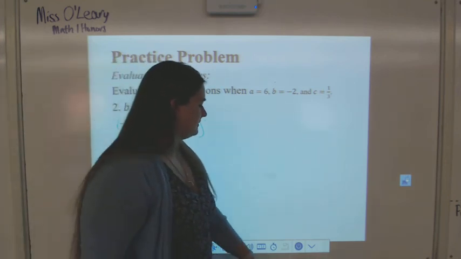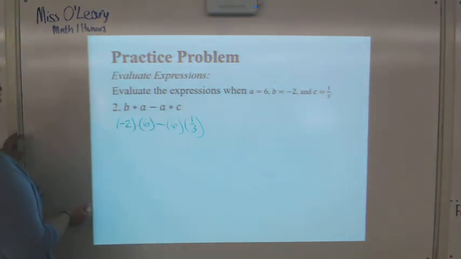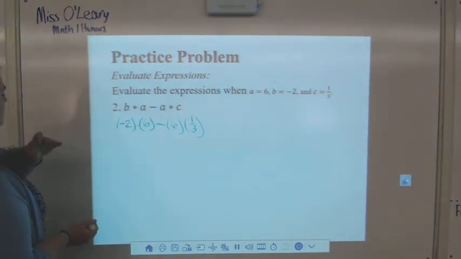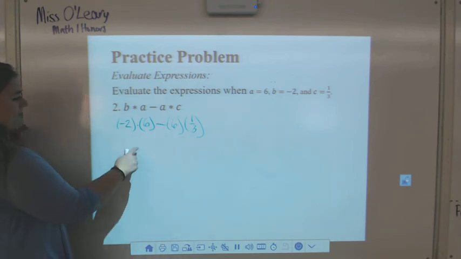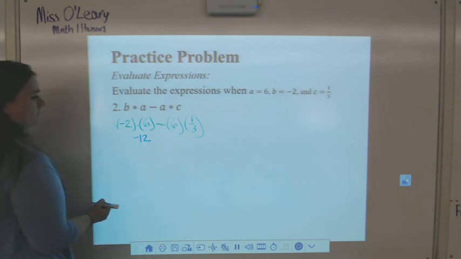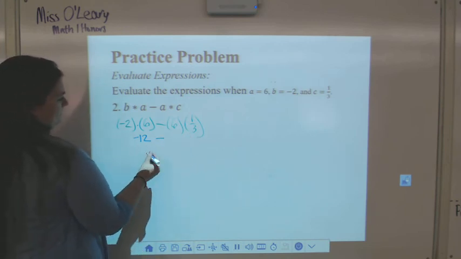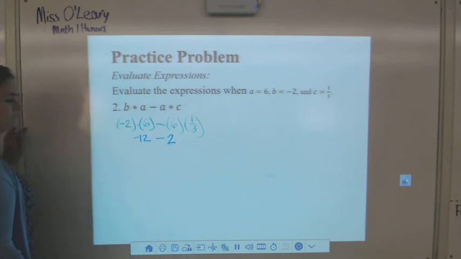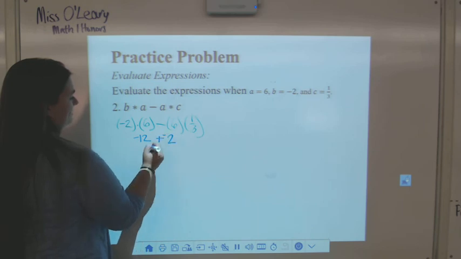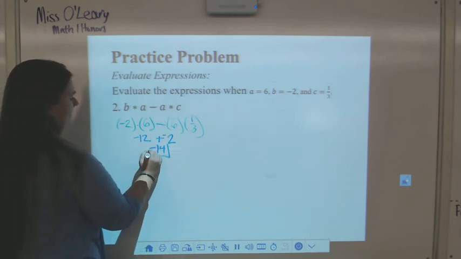Using substitution and my order of operations, I'm going to complete my multiplication from left to right. I have no grouping symbols, no exponents, on to multiplication and division. -2 times 6 gives me a -12. Subtraction, I'm going to leave alone. And I have 6 times 1/3, which gives me 2. Last step here when I combine these, this minus is really the same thing as plus a negative, so I get a final answer of -14.